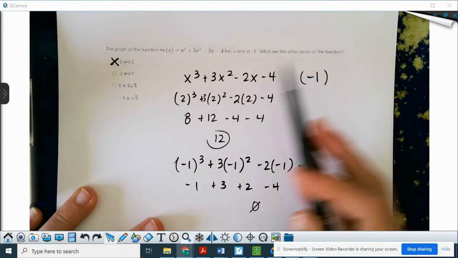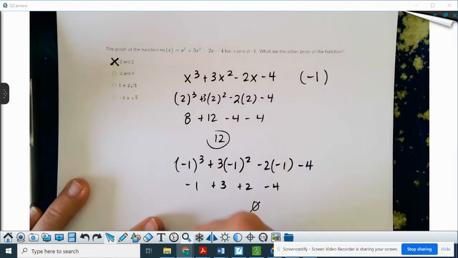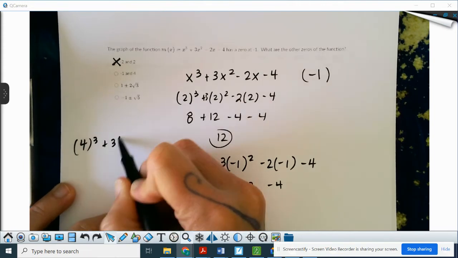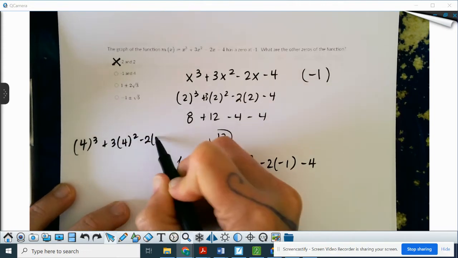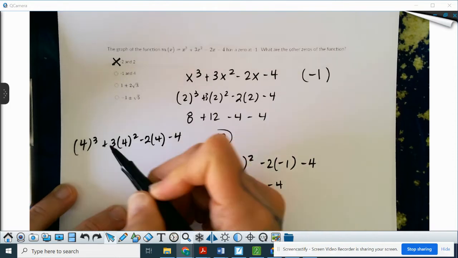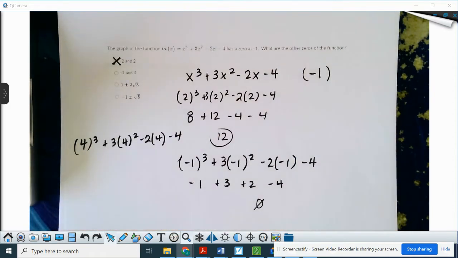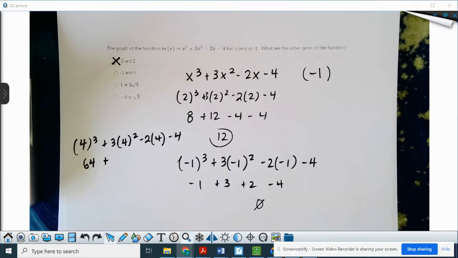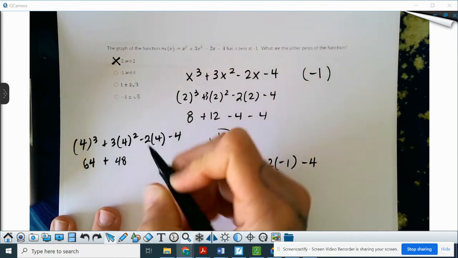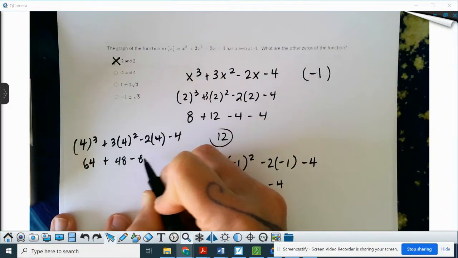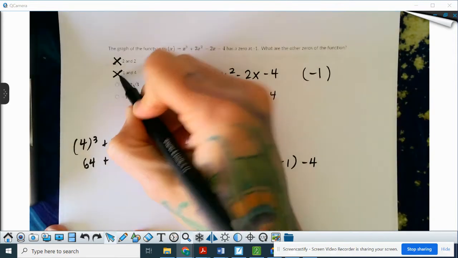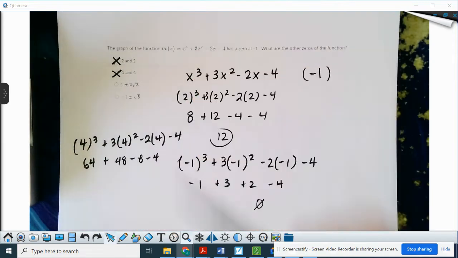Other zeros, so you could check your 4 if you want to go through that math. So 4 cubed plus 3 times 4 squared minus 2 times 4 minus 4. 4 to the third power is 64, plus 16 times 3, 48, minus 8 minus 4. Definitely not going to be 0, so 4 does not work. So that's no good.